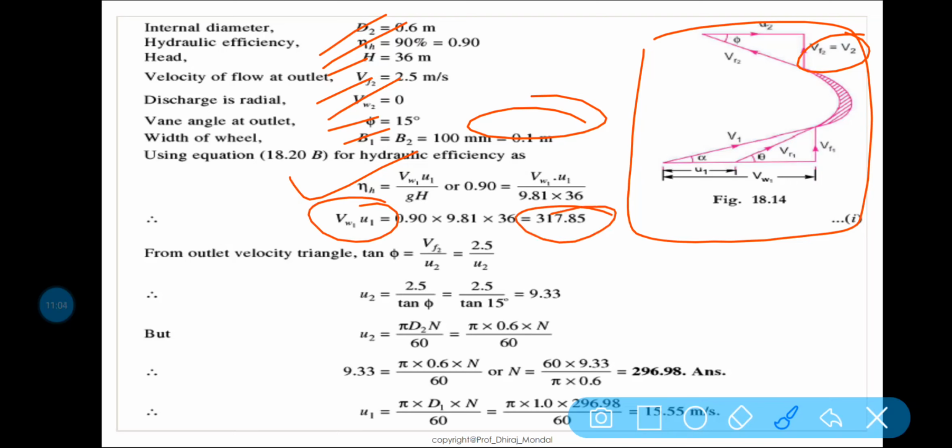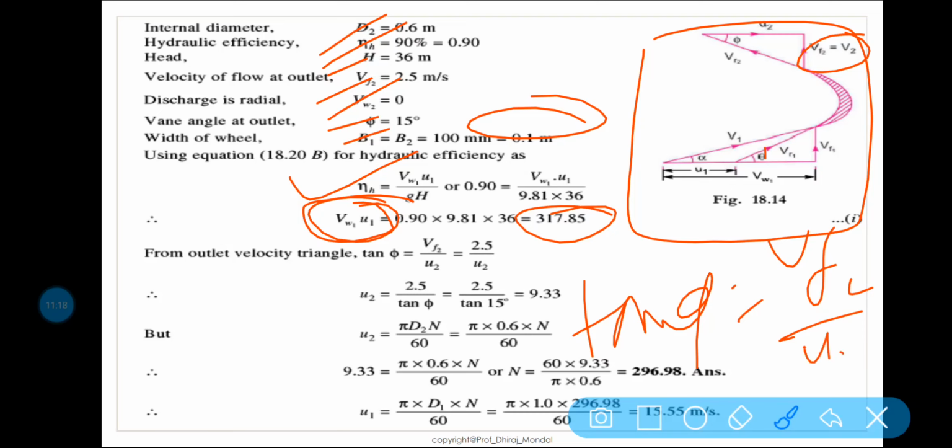VW1 U1 is 317.85. Now what do you need to find out? You need to find out theta. Now you know this, you have got. Now we know that tan phi is equal to VF2 by U2.